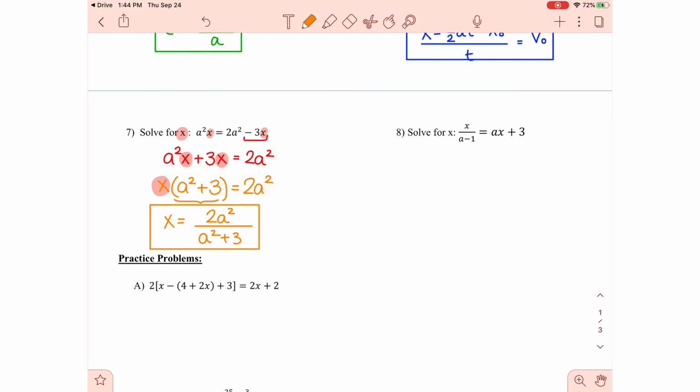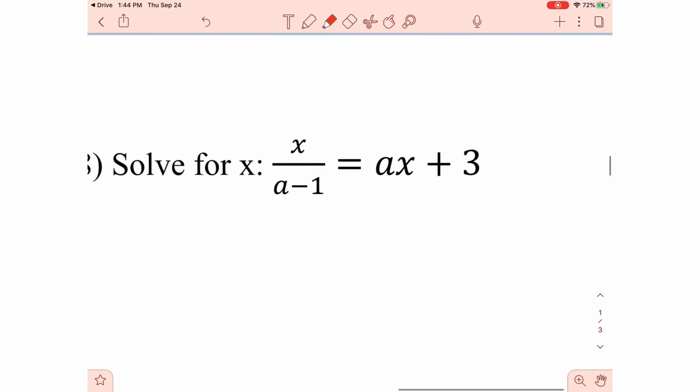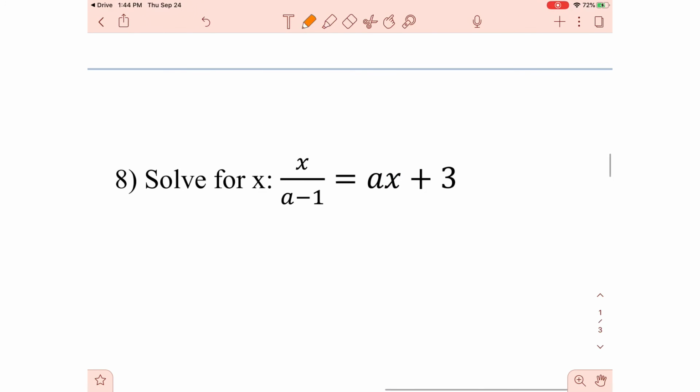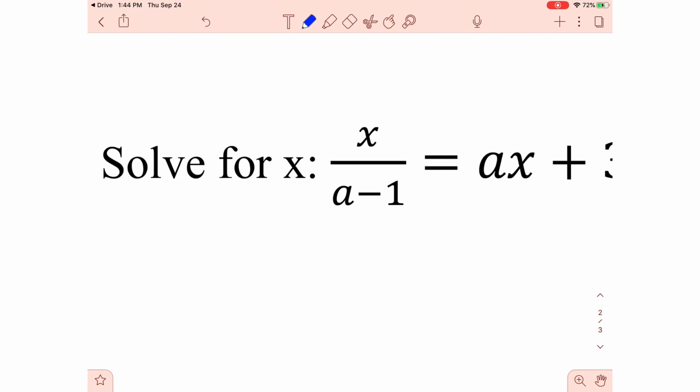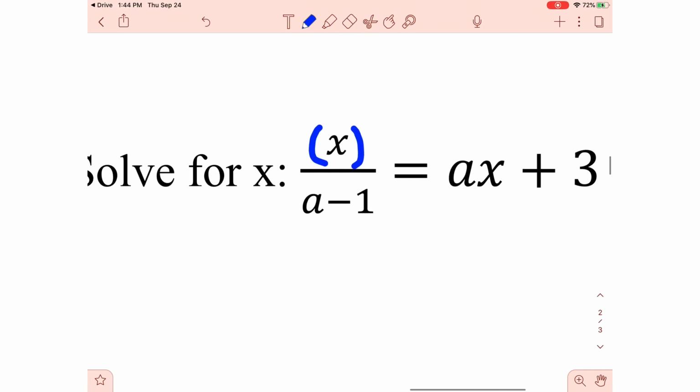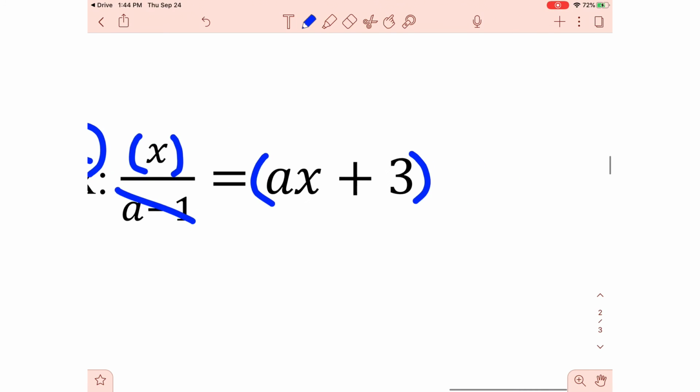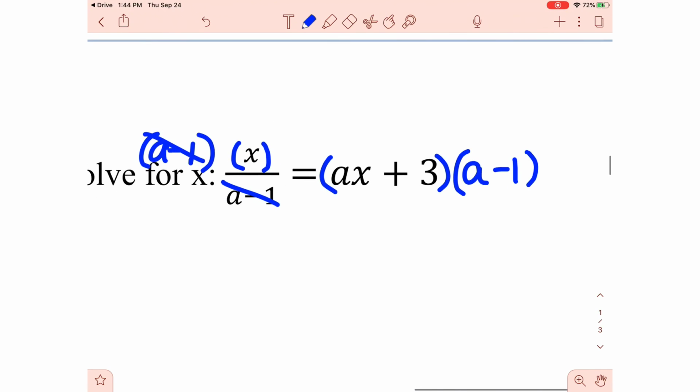All right, and one more problem like that just gets a little bit more complicated. This one says solve for x. Okay, this one's tough. So the first thing I'm going to do is try to get this first x by itself by multiplying over the a minus 1. But when I do that, I have to FOIL. Oof.